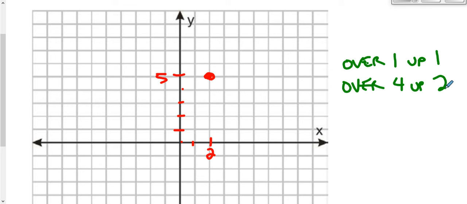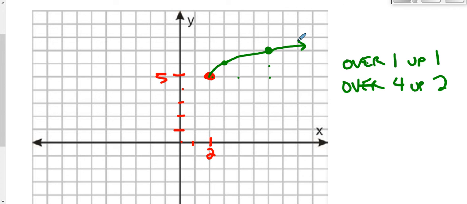So from my starting point, I'm going to go over 1 and up 1. And then from my starting point again, I'm going to go over 1, 2, 3, 4, and up 2. There we go. And that's going to be it for my graph. I just have to connect these with a gentle curve and throw an arrow on the end. And that's going to be my graph.